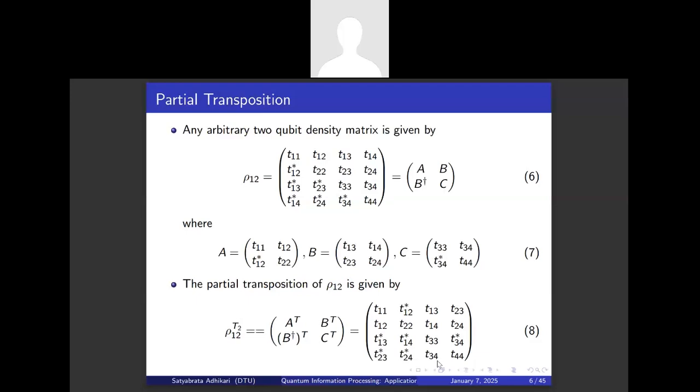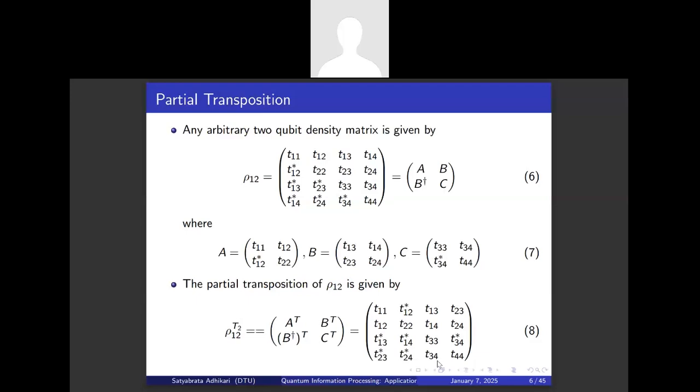Now, to determine whether the state described by the density matrix rho 12 is entangled or not, Peres and Horodecki applied the partial transposition criteria. The partial transposition criteria states that if you perform the partial transposition on rho 12, and the partial transposed matrix gives even one negative eigenvalue, then the state is entangled. And the converse is also true.